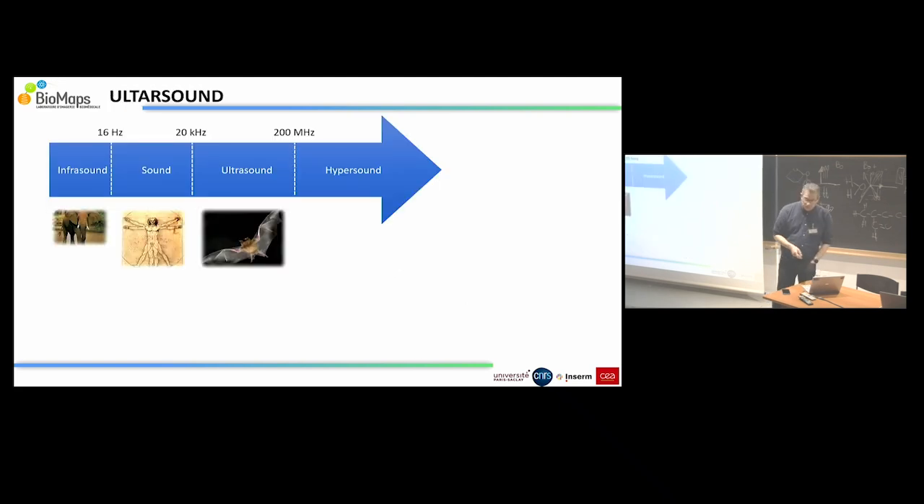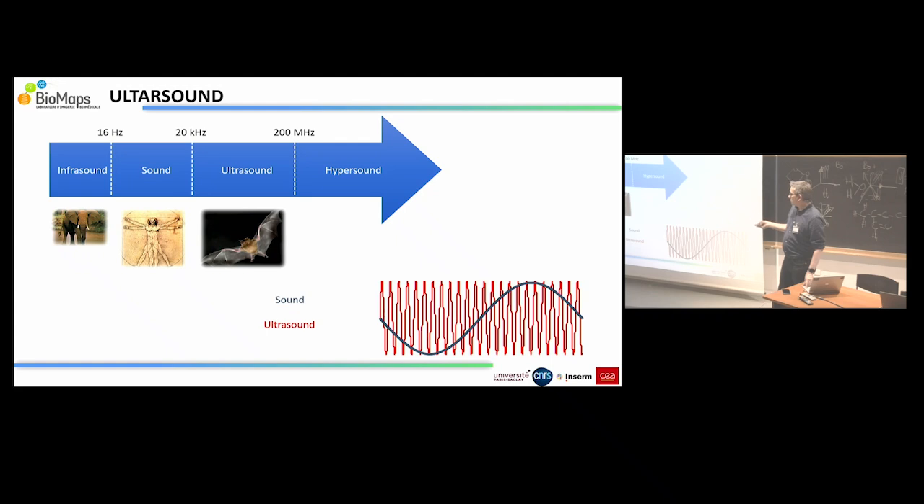So, if I need to define ultrasound, ultrasound is in this frequency range between 20 kilohertz and 200 megahertz. Below you have sound and infrasound, and at the top you have hypersound. Ultrasound is just an increase of the frequency of the waves that propagate.